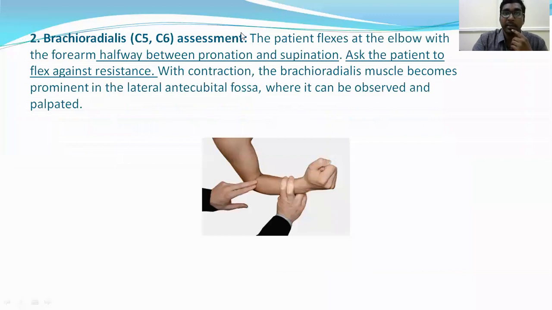And brachioradialis assessment. Flexion of the elbow in the supinated position is mainly done by the biceps, but flexion of the elbow in the mid-prone position, meaning halfway between pronation and supination, is mainly done by the brachioradialis. So how do we examine the brachioradialis? The patient flexes the elbow with the forearm halfway between pronation and supination. This is the best position where the brachioradialis is most active, and ask the patient to flex against resistance. With the other hand, you palpate the brachioradialis and check for its contraction.